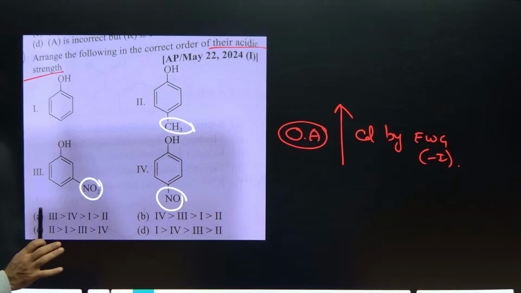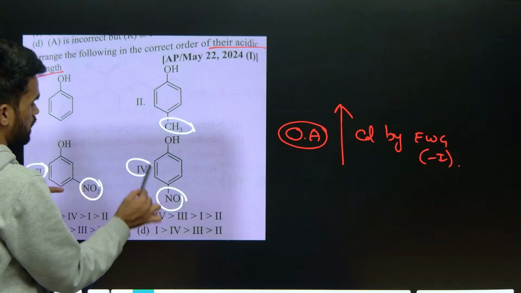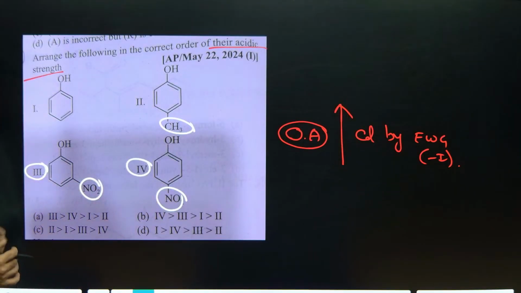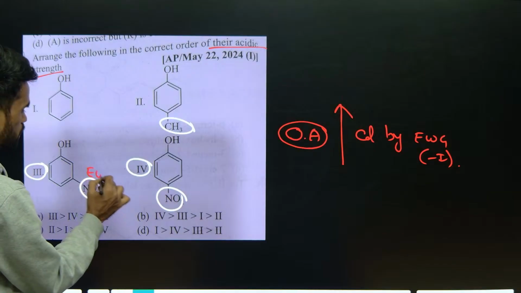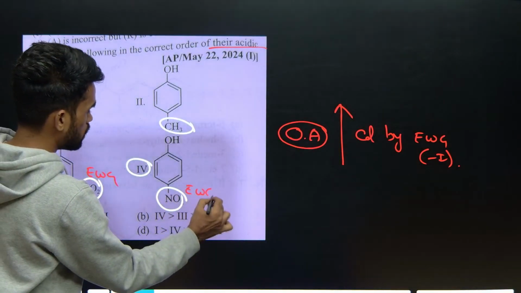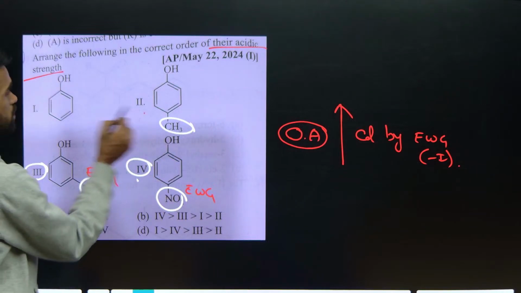See, one more effect we need to learn here, that is the mesomeric effect, in order to understand why 3 and 4 are having different answers here. I will tell you that later, but as of now, what will be the more acidic here? We have an electron withdrawing group here and here. So definitely these two will have more acidic nature when I compare with 1 and 2.